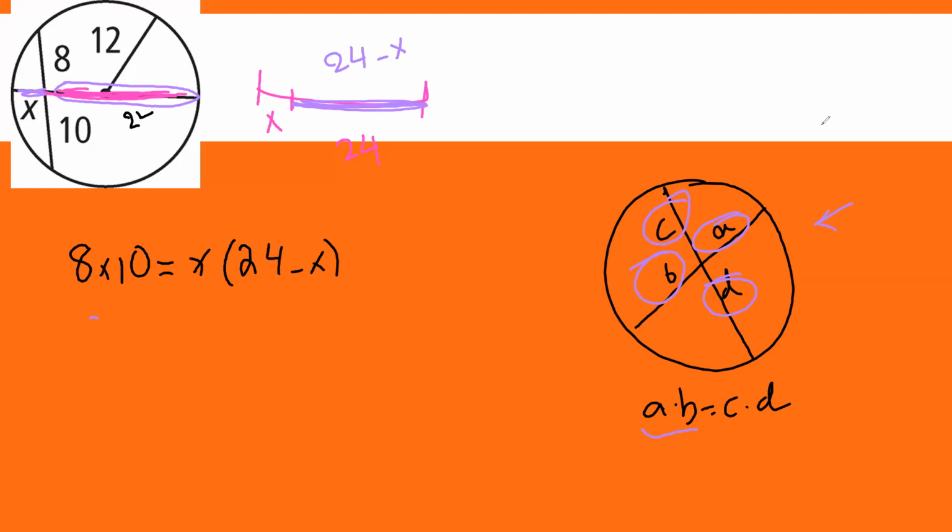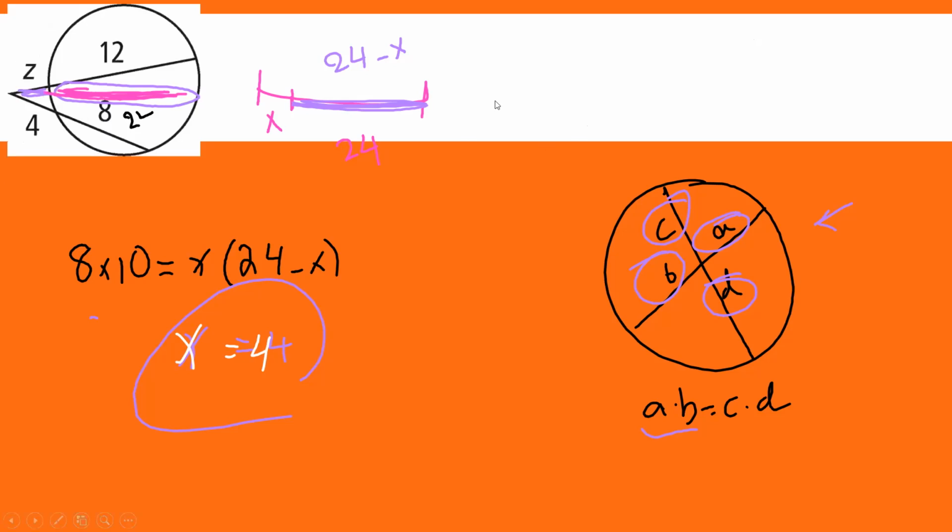Then after that, after you solve it, you get that x is 4. Here you solve it as a quadratic equation: 24x minus x squared will be 80. Then you solve it by the quadratic equation to get that x is 4. Now, because I have to continue, let's solve this one here.